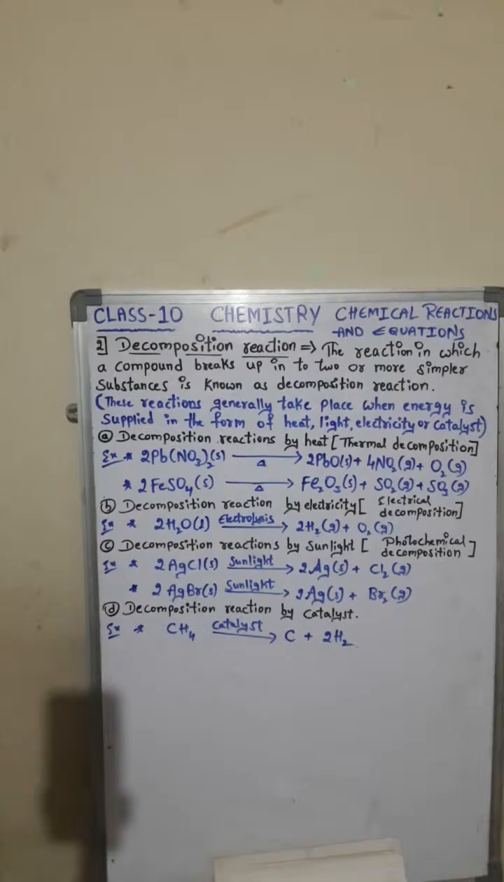The first chapter of chemistry, chemical reactions and equations. Yes, already we have started the chapter and we are in the topic types of chemical reactions. In types of chemical reactions, the first, chemical combination reaction, we have completed, and the second topic in types of chemical reaction is decomposition reaction.